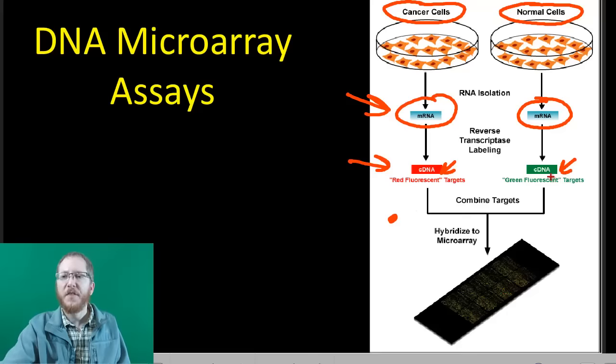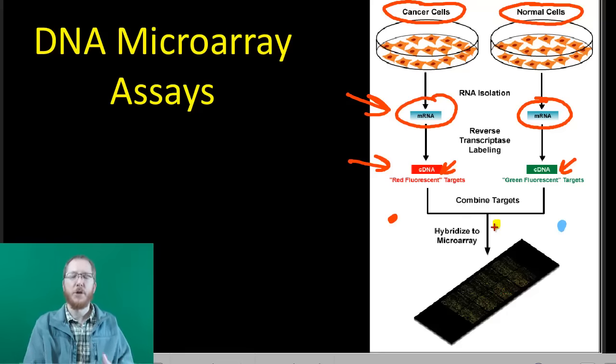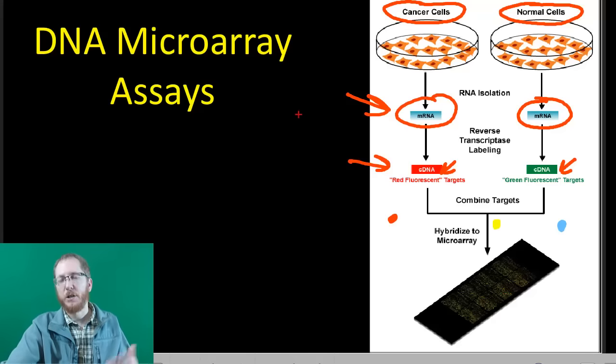If I've got one that has only stuck to the normal cells, it'll show up as green, which I don't have a really easy way of doing. I guess we'll use blue for now, so cope with it. That's green. And if it's been turned on in both of them, it would show up essentially as yellow. If you mix red and green, you get yellow when you're talking about light. And if none of them have it on, it just shows up as black.